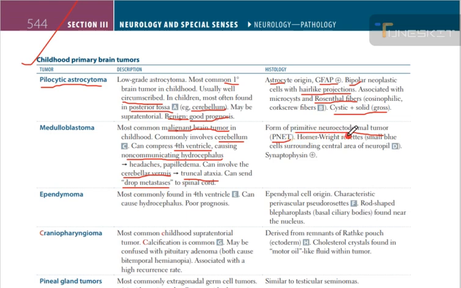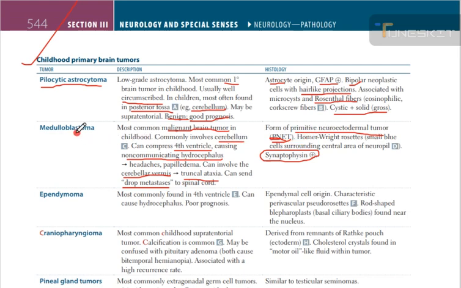Histology shows Homer Wright rosettes, small blue cells surrounding central areas of neuropil. Synaptophysin is its tumor marker. This may be involved in the primitive neuroectodermal tumor change, maybe some kind of gene. I will tell you about it in the next lecture.